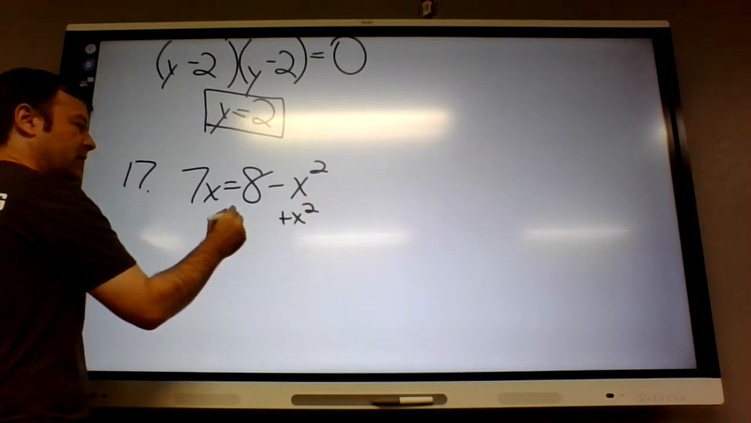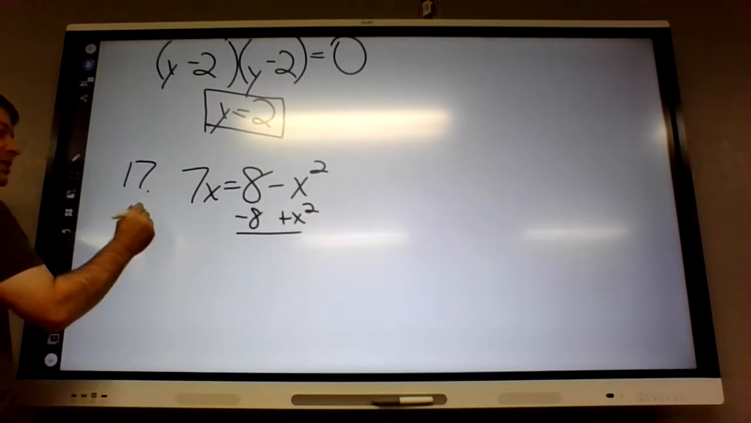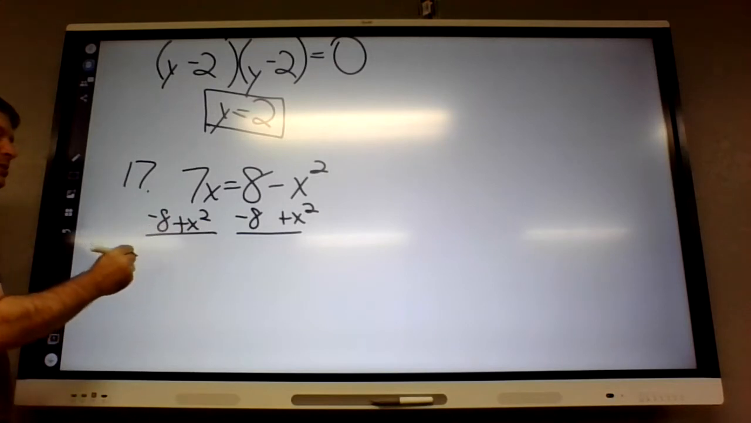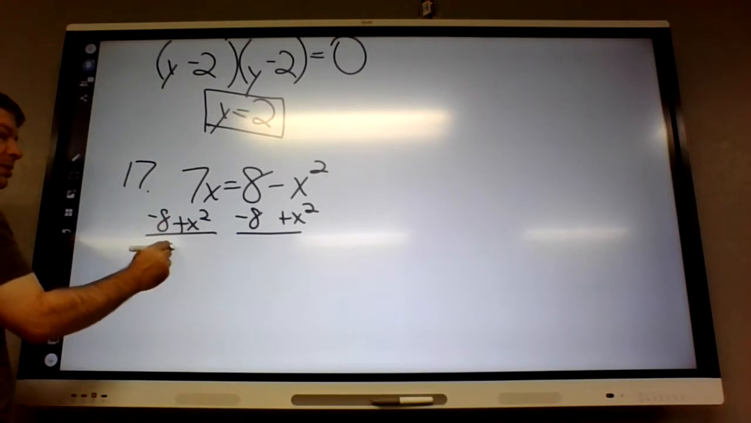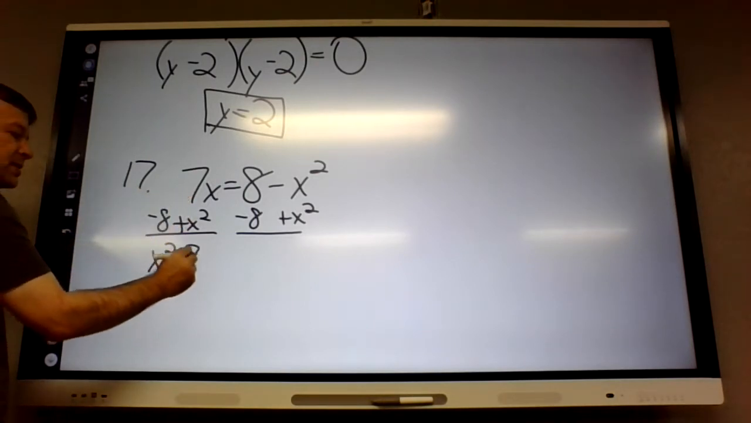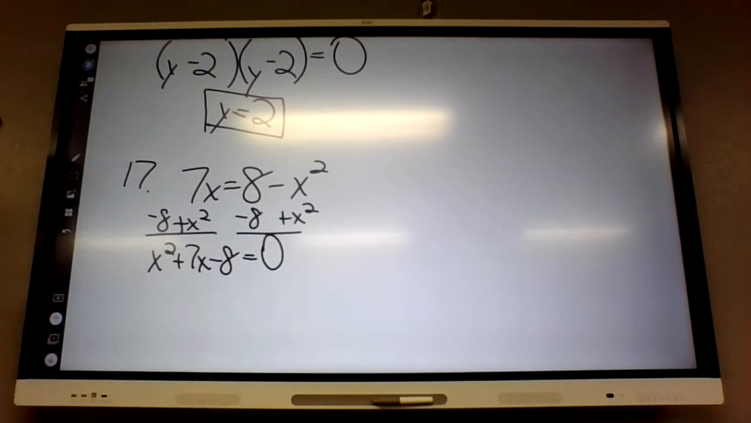Plus x squared and minus 8. So I'm just going to move everything to the left again. Does any of this stuff mix together? No. So x squared plus 7x and minus 8. I kind of put it in the order that I wanted it. Standard order. Okay.